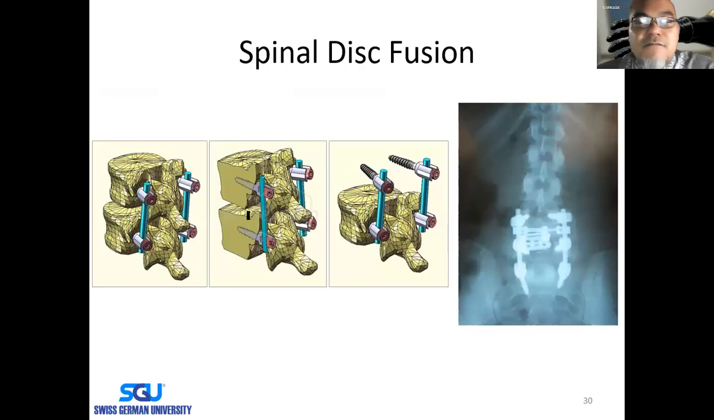This one is an example of spinal disc fusion. Spinal disc fusion strengthens the backbone here, fusing the screw in one of the parts of the backbone so that they are straightened again.